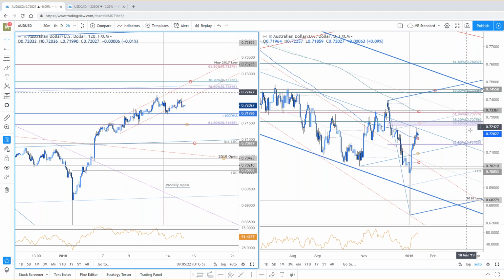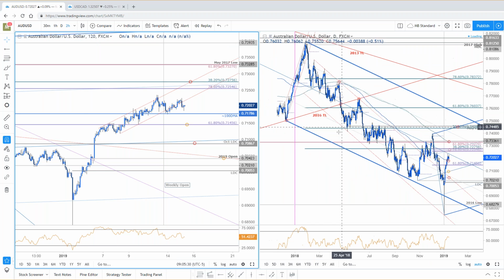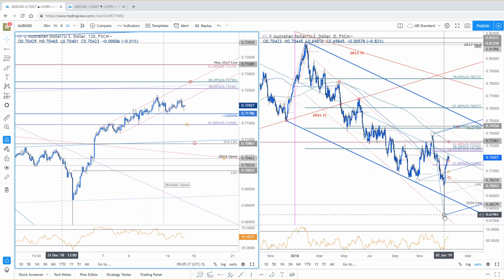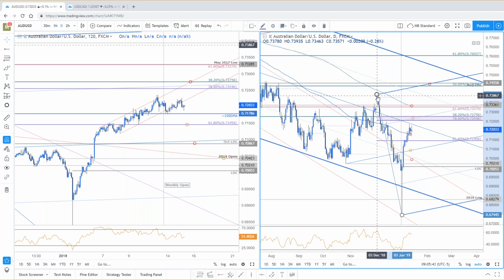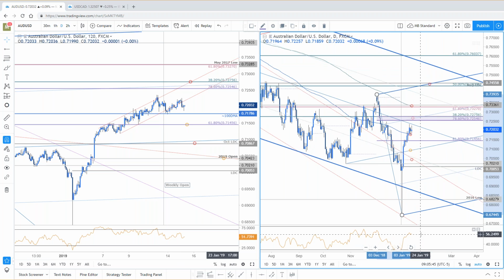Meaning, either you get the rally into 72.75, 72.54, this confluence zone right here. It's represented right here on the intraday chart as well. It's a 38.2 retracement of the entire 2018 decline, and the low that we made into the open of this year. It's a 78.6 retracement from just the near-term decline off the December high.